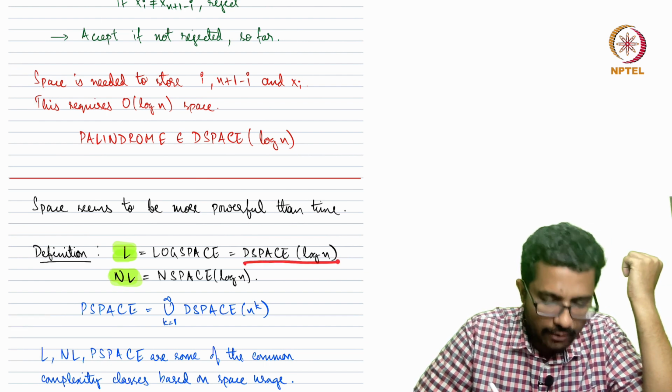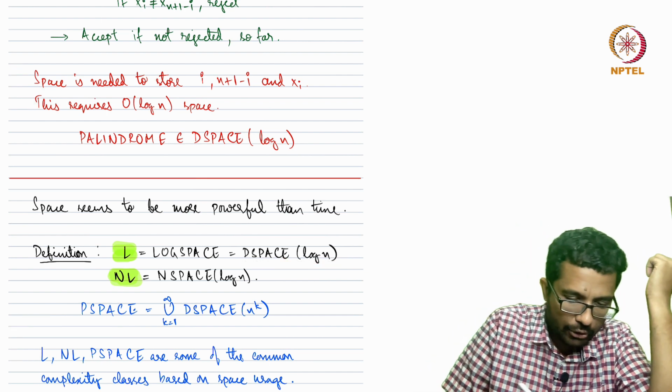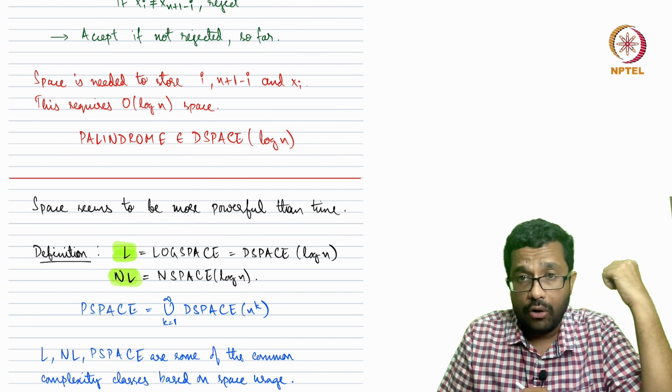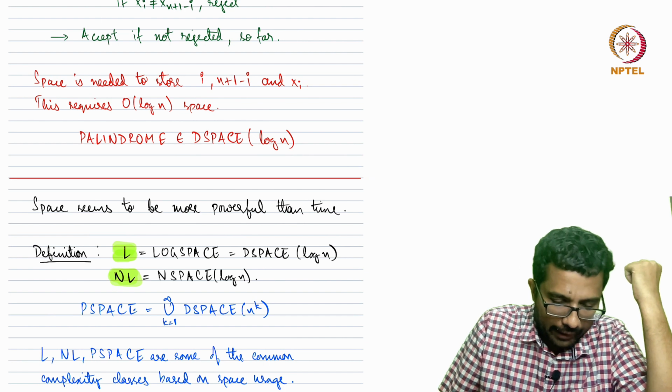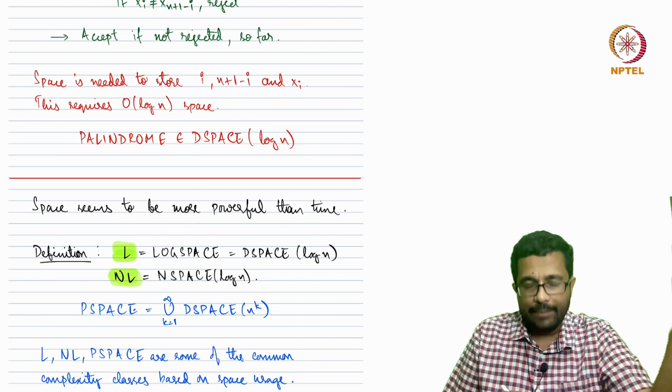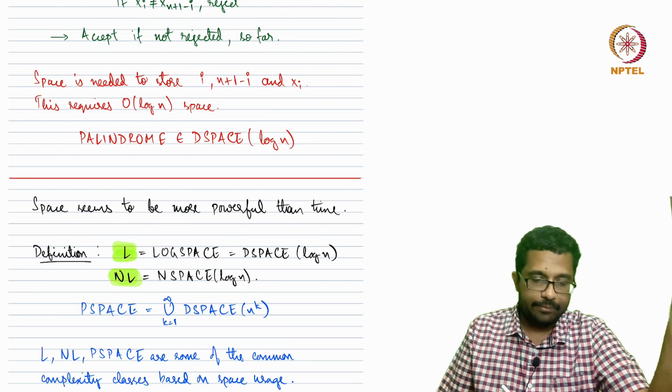It is actually DSPACE of log n. So palindrome is actually in L. It's just the letter L, which stands for O(log n) space, and NL is the non-deterministic equivalent of that. It's the same amount of space but with non-determinism.